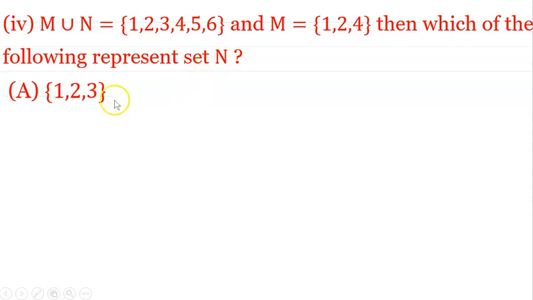If we take N as 1, 2, 3, there is no element 5 and 6.